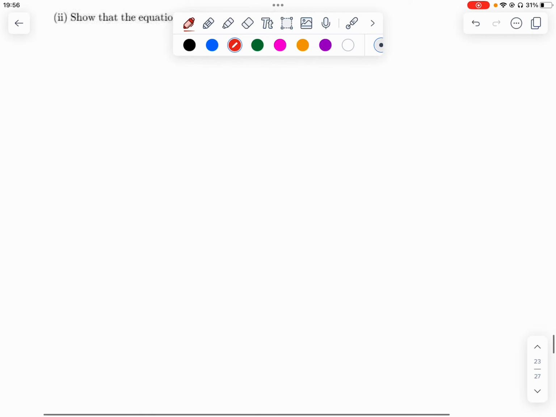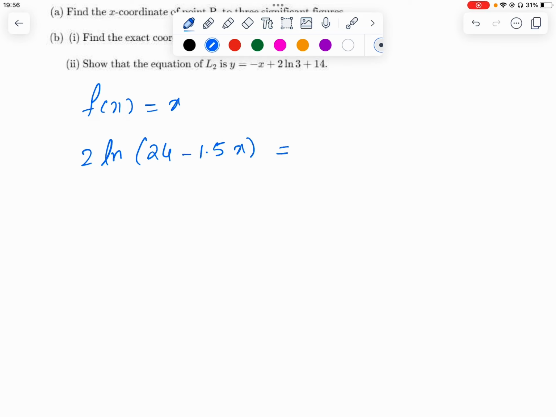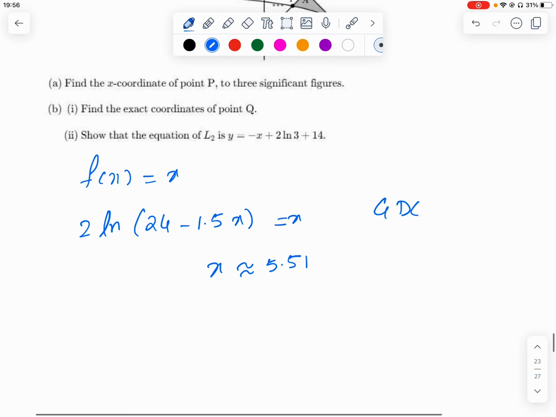So f of x equals x. 2 ln of 24 minus 1.5x equals x. Use the GDC. x is approximately equal to 5.51. Second part, find the exact coordinates of Q.